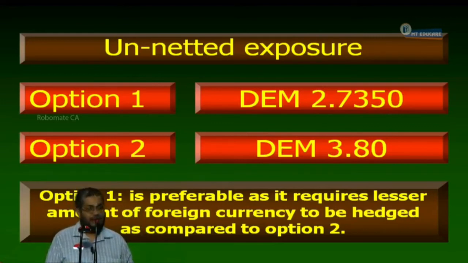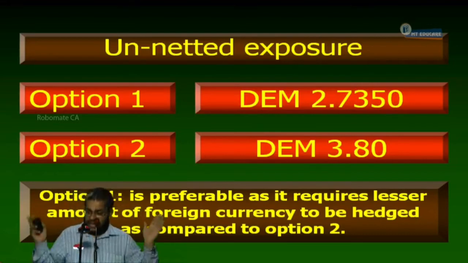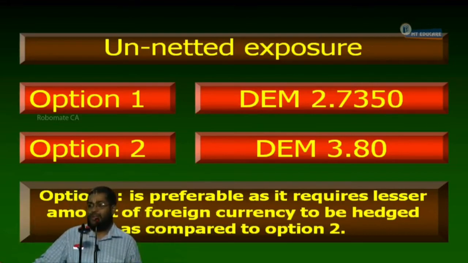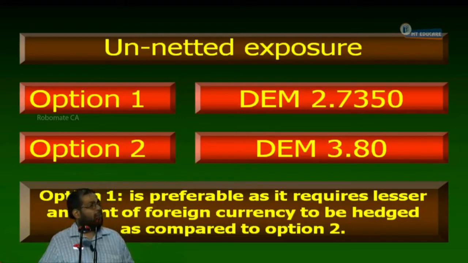Can I do it or not? Yes sir. Will you do it? It is as simple as the previous sums. How we hedged $1 lakh, I want to hedge 2.735. I can do it using either forward or money market hedge. That is the solution for this particular sum.